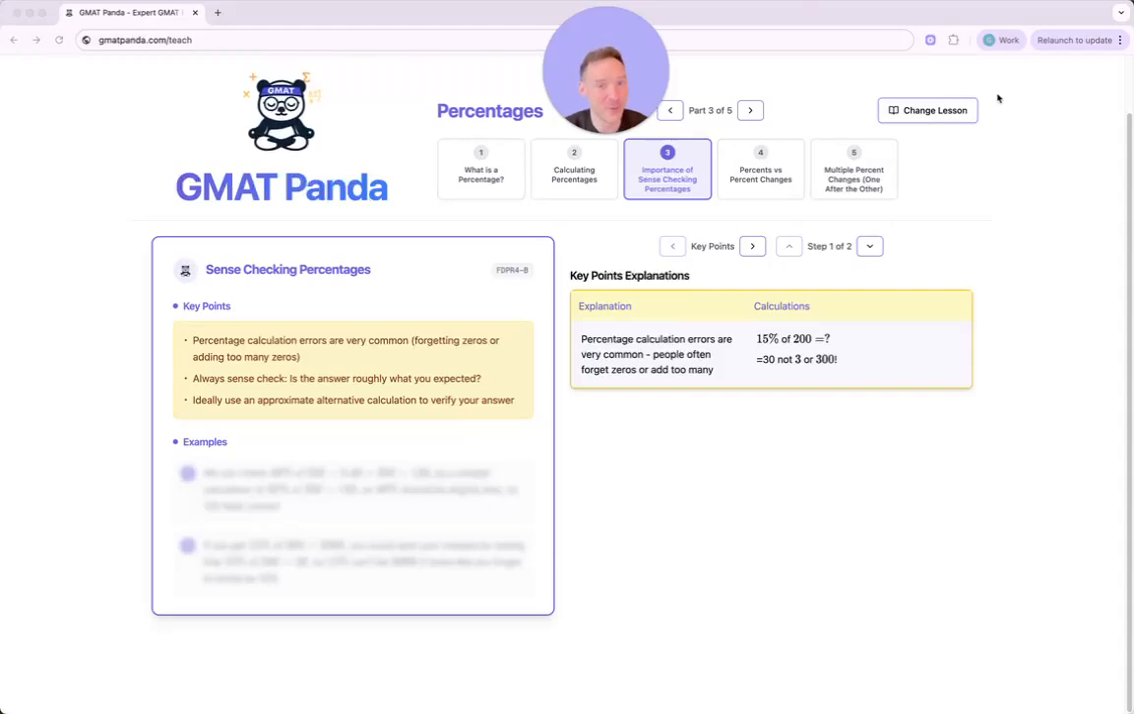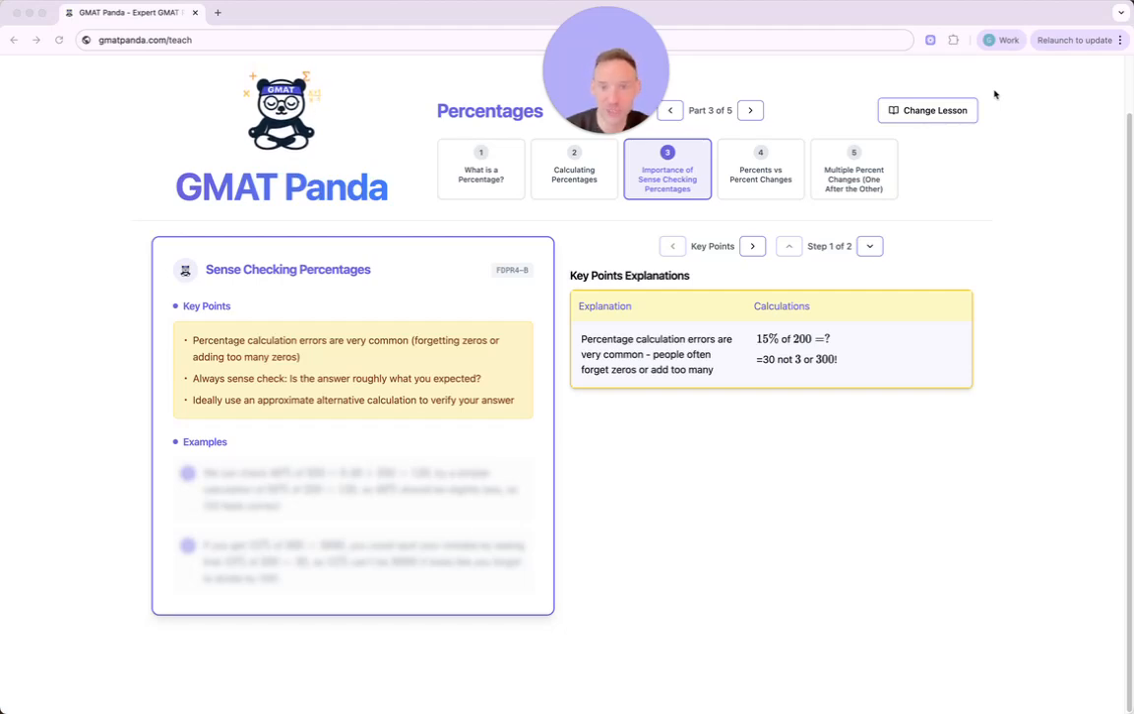Percentages are one of the most dangerous problems in the GMAT. It is so common for people to make mistakes, either by adding a few zeros they shouldn't have added, or by forgetting some zeros, or by getting confused between the percentage share and the share. So what I strongly recommend is to double check all percentage calculations if you have the time.